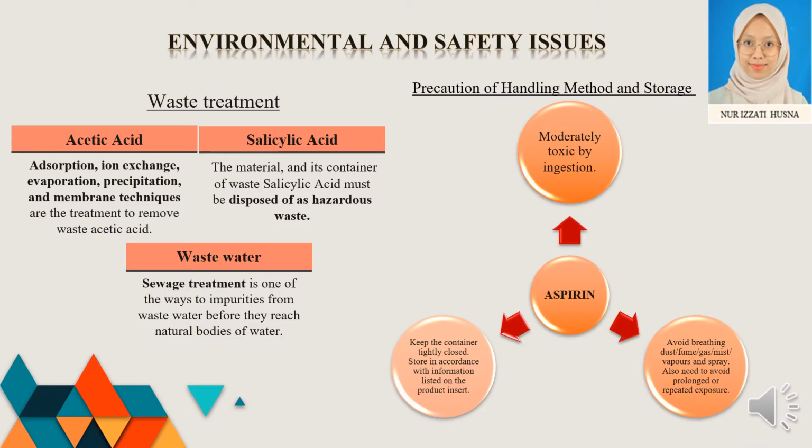Environmental and safety issues. For the production of aspirin, there is a three-way treatment, which is for acetic acid, salicylic acid, and wastewater. For acetic acid, absorption, ion exchange, evaporation, precipitation, and membrane techniques are the treatments to remove waste acetic acid. For salicylic acid, the material and its container of waste salicylic acid must be disposed of as hazardous waste. For wastewater, sewage treatment is one of the ways to remove impurities from wastewater before they reach natural bodies of water. Precaution for handling and storage: aspirin is moderately toxic by ingestion. Avoid breathing dust, fume, gas, mist, vapor, and spray.